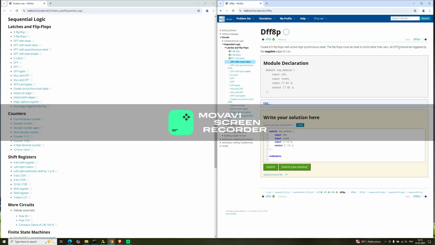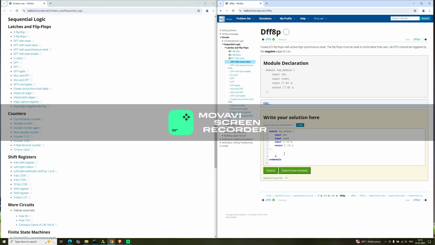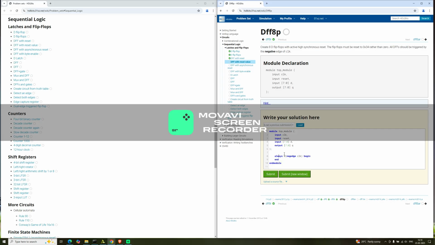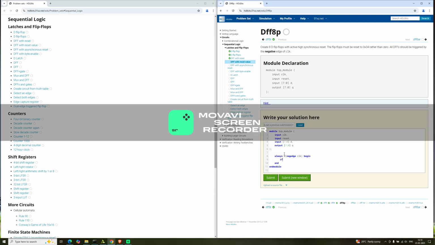And all D flip-flops should be triggered by the negative edge of a clock. This is a new thing. So we will be moving ahead with our coding like we always do. Always, instead of positive clock, we will have a negative clock because it is explicitly mentioned it is a negative edge triggered flip-flop. As reset is synchronous, there's no need to add it in the sensitivity list. So we have reset.